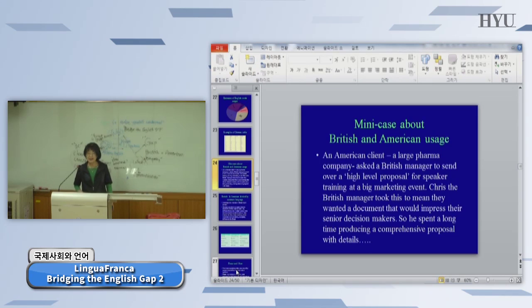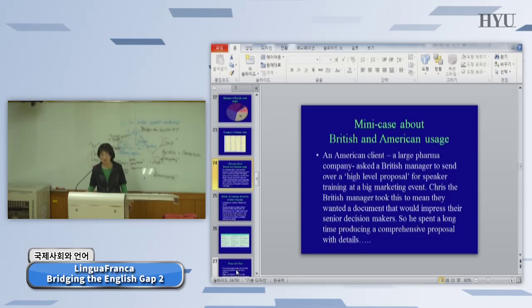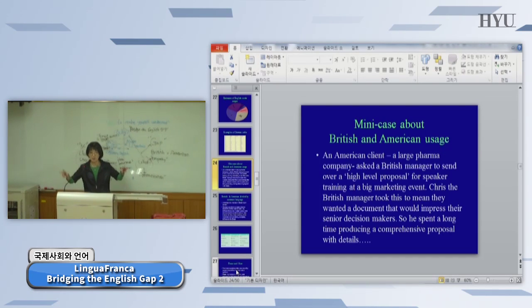So there are many cases that show there is a difference between British English and American English. So this is a word about high-level proposal. What it means to an American client is different from what it means to the British counterpart. So there was a confusion over the meaning of a high-level proposal between the American client and the British manager. Because of the conflict, because of the differences, they had some problem.